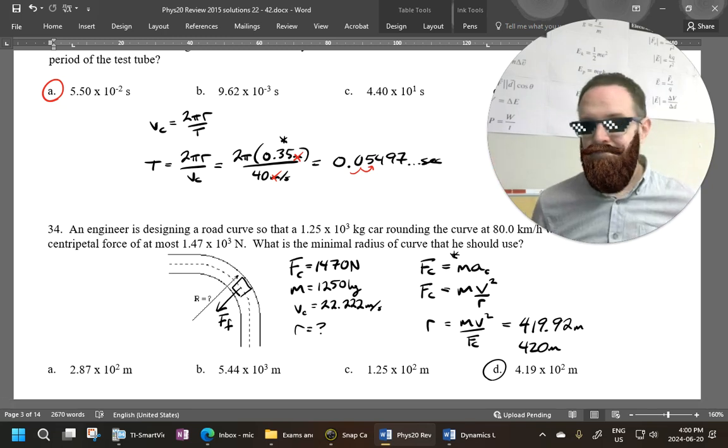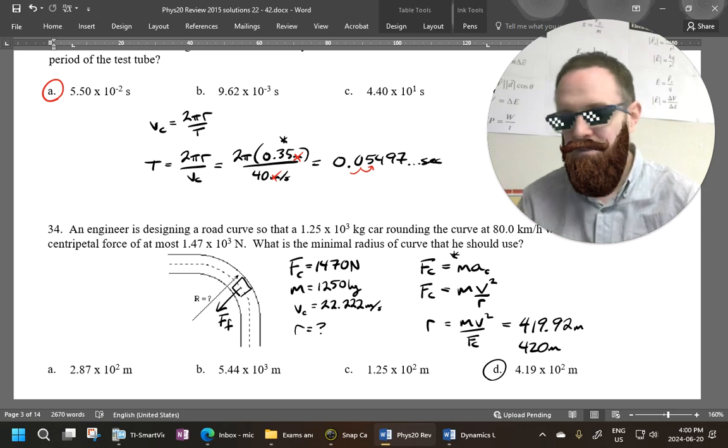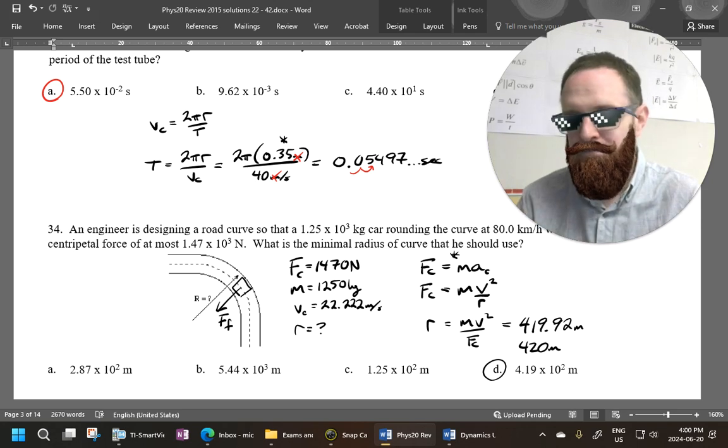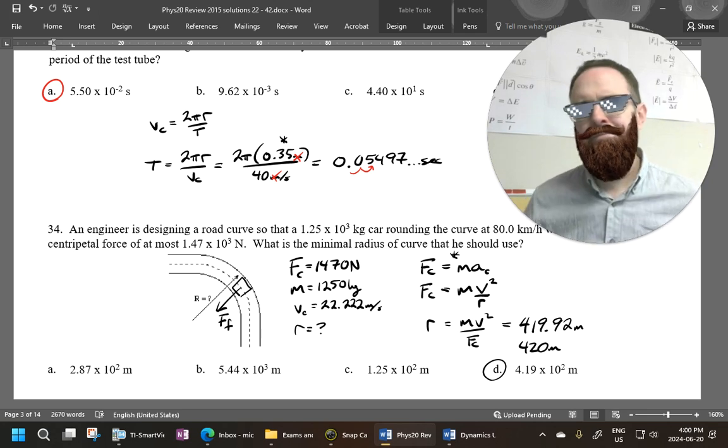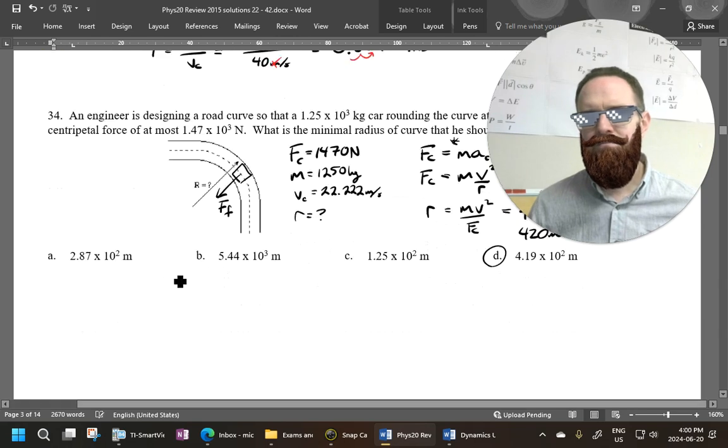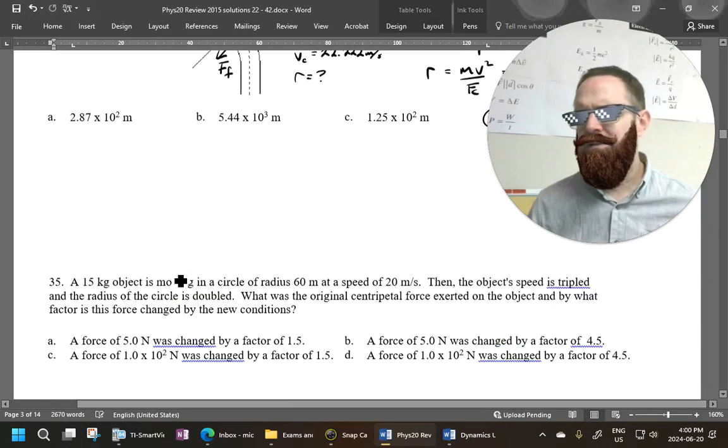Oh well, just the way it happens to be, I guess. Let me just double check. 80 divided by 3.6. I'm going to square that. I'm going to times by the mass. I'm going to divide it by the force here. Yeah, I'm not happy about that one. I should vet these questions a bit more.